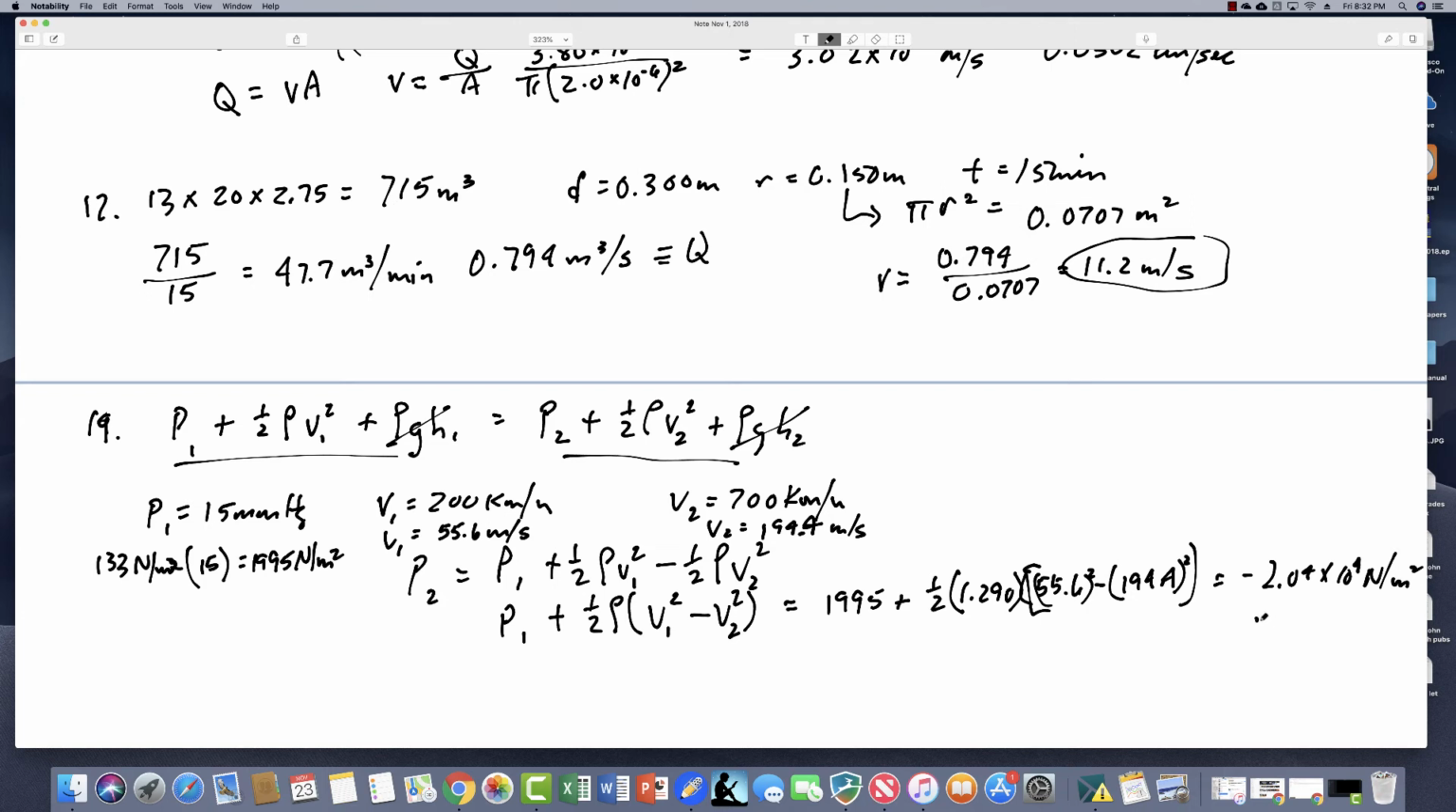Or, if you divide this by 1.01 times 10 to the fifth, which is atmospheric pressure in pascals, it's minus 0.202 atmospheres. If you change it back into millimeters of mercury, it would be minus 153 millimeters of mercury.